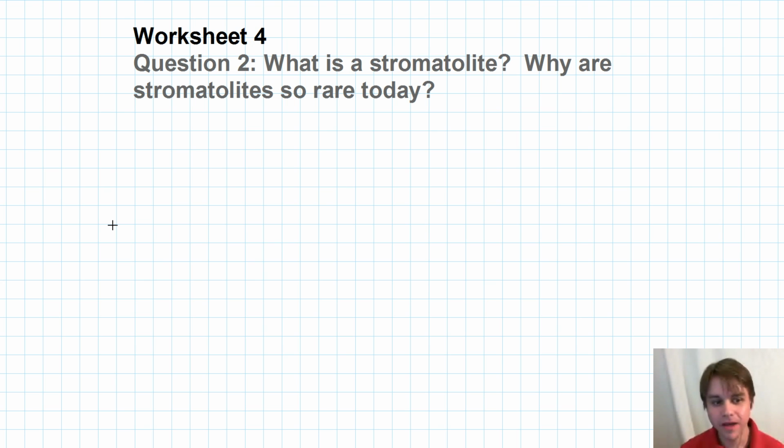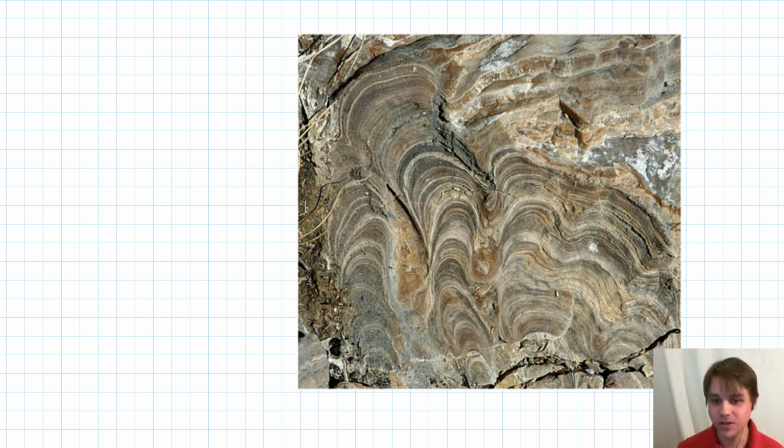So, a stromatolite is a thing we find in a rock. If you're out in the field looking at rocks, you might see these wavy, wibbly-wobbly structures in rocks. Most sedimentary layers are rather flat, but these layers exist in curves. And the question is, how could that have formed?